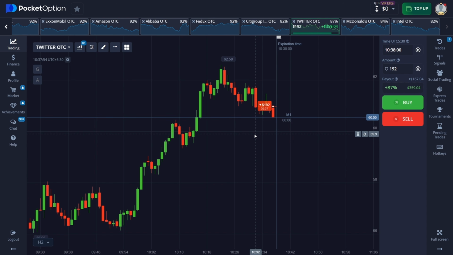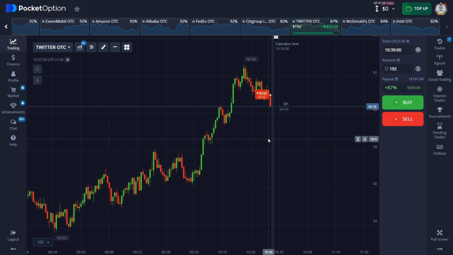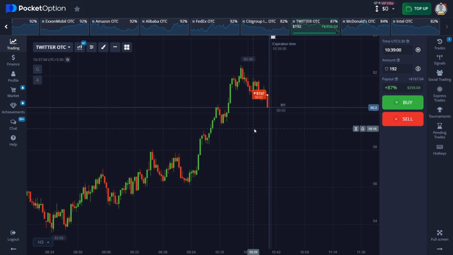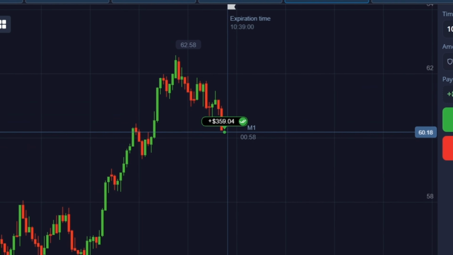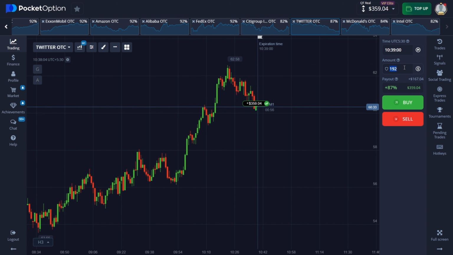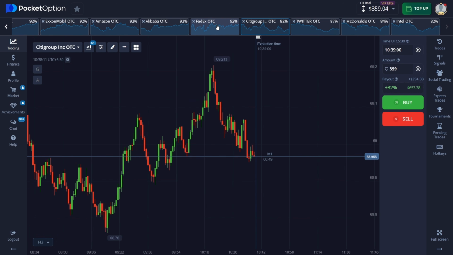The trade is currently going in our favor, but there are still 5 seconds left. Now only a few seconds remain. And we won it. So we won our second trade, and now my balance has turned into $359. Let's find a trade for $359.